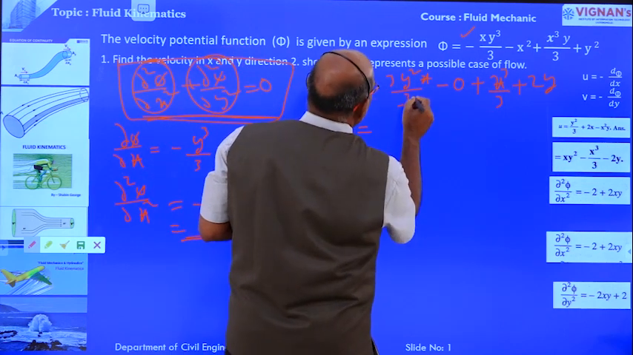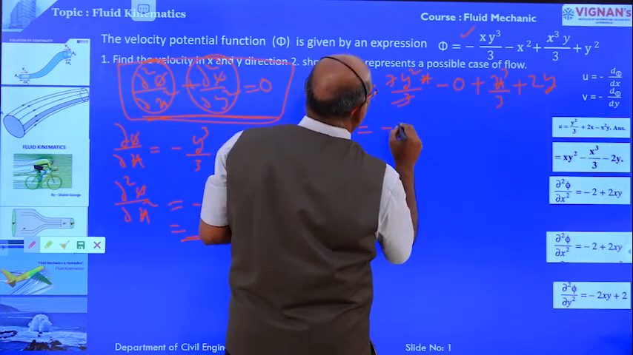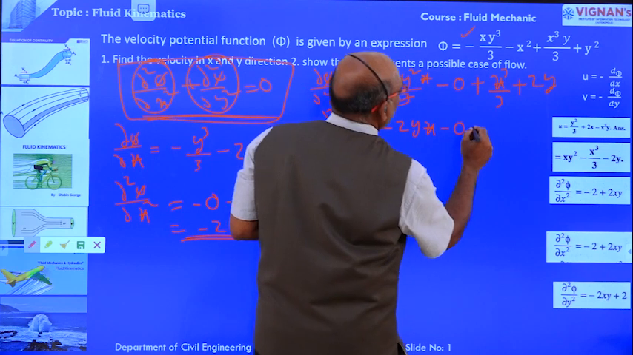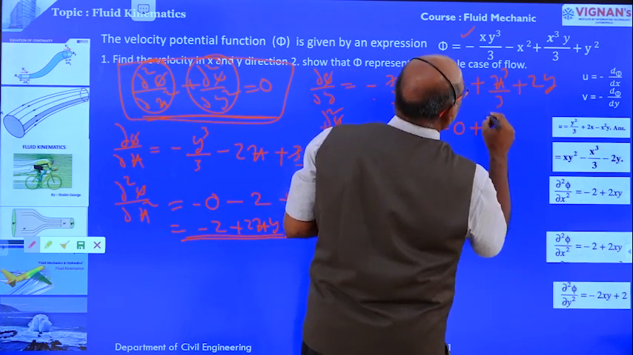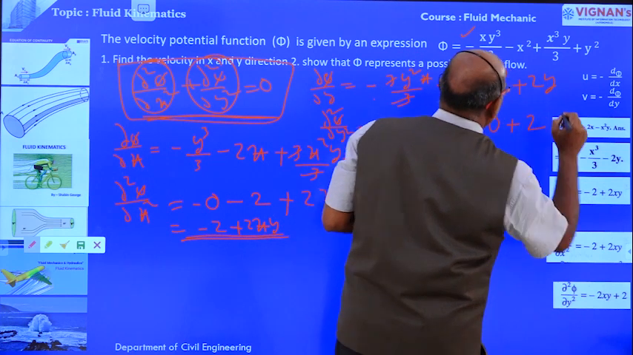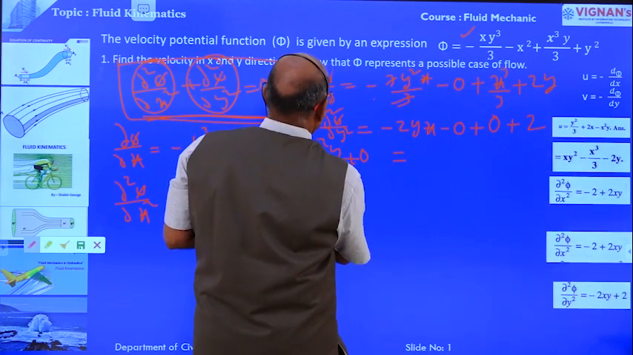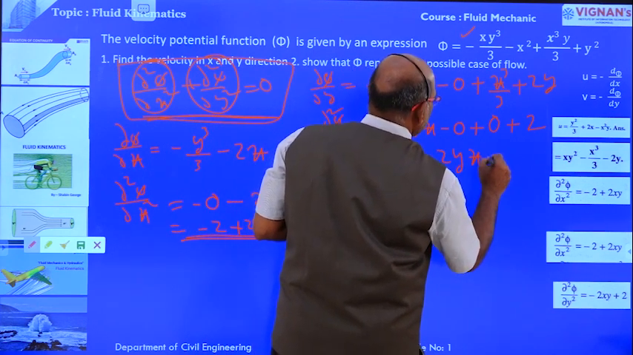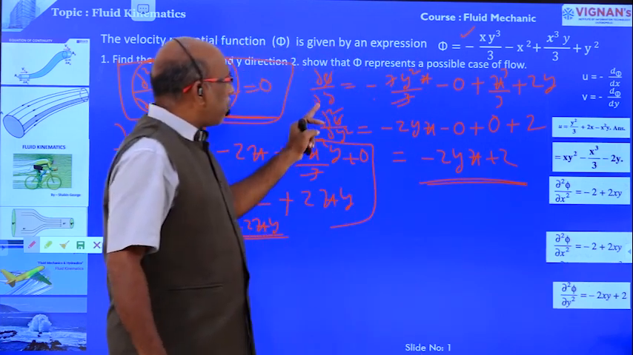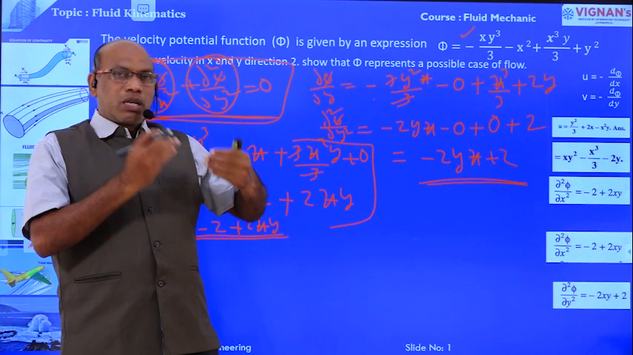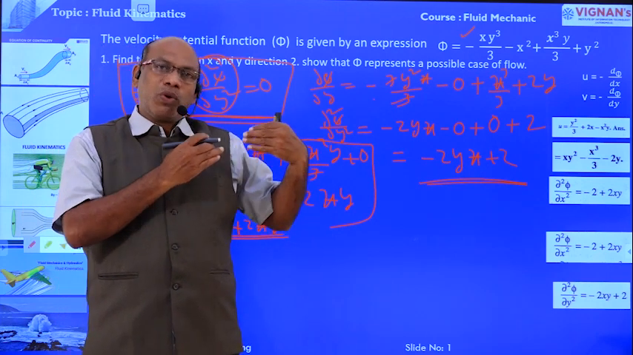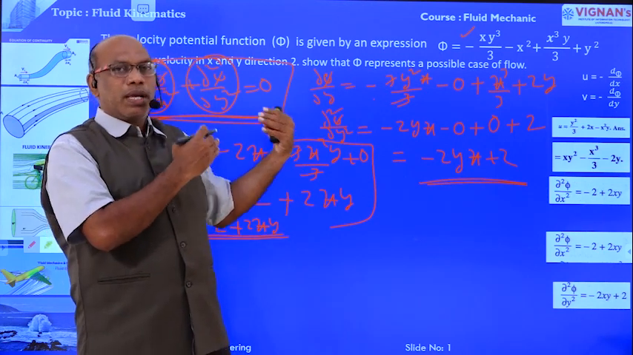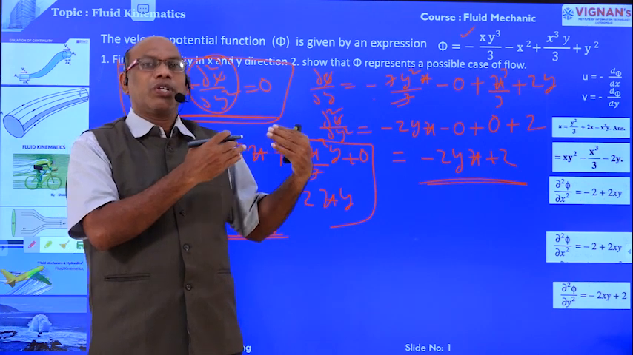Right, this differentiate with respect to y, the 3 cancels, that is equal to minus of 2y x minus 0, this is 0, plus differentiate with respect to y, this is also 0, plus differentiate with respect to y, this is 2. Finally this is equal to minus 2yx plus 2. This is the dou square pi by dou y square. Now we are going to substitute the values of dou square pi by dou x square and dou square pi by dou y square, that is equal to 0. Automatically the flow is a possible case of flow.